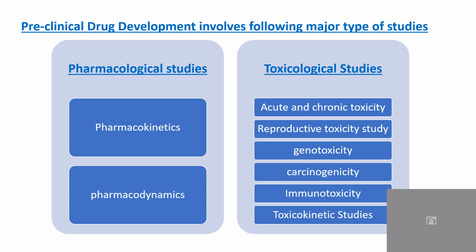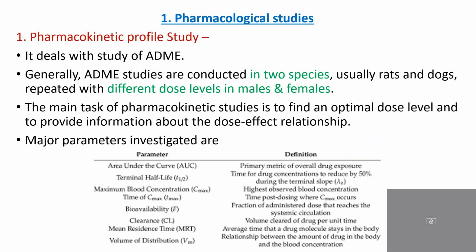Pharmacological studies include the investigation of pharmacokinetics as well as pharmacodynamics of the new drug candidate in animal models. While the toxicological studies investigate the acute and chronic toxicity of the drug, reproductive toxicity, carcinogenicity, genotoxicity, immunotoxicity, as well as toxicokinetic studies. So as we have seen in the previous slide, pharmacological studies include both pharmacokinetics and pharmacodynamics.